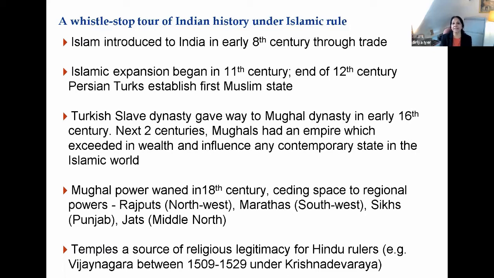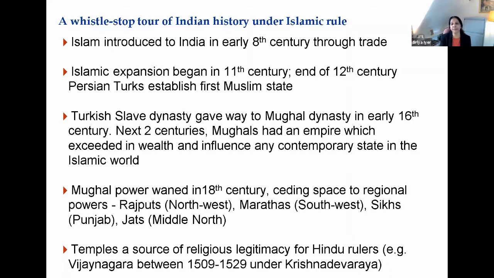This Turkish slave dynasty gave way to the Mughal dynasty in the early 16th century. And for the next 2 centuries, the Mughals had an empire which exceeded in wealth and influence any contemporary state in the Islamic world. So we're talking here about a very major medieval power. Mughal power then waned in the 18th century, and that ceded space in South Asia to a host of regional powers. This included the Rajputs, the Marathas, the Sikhs, and the Jats. Now, something to note in this entire period is that temples were a great source of religious legitimacy for the Hindu rulers.